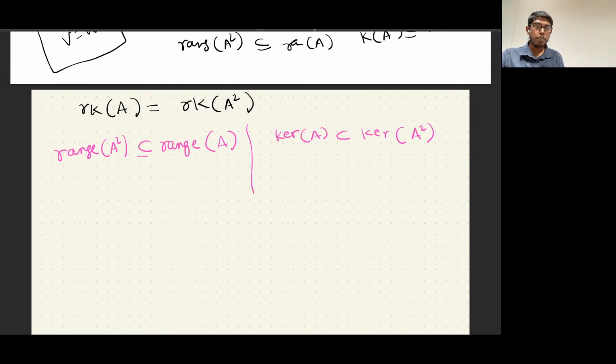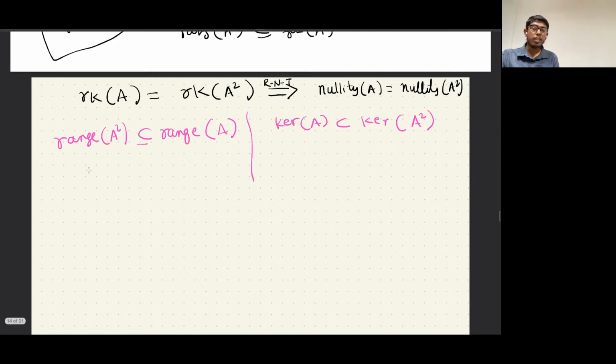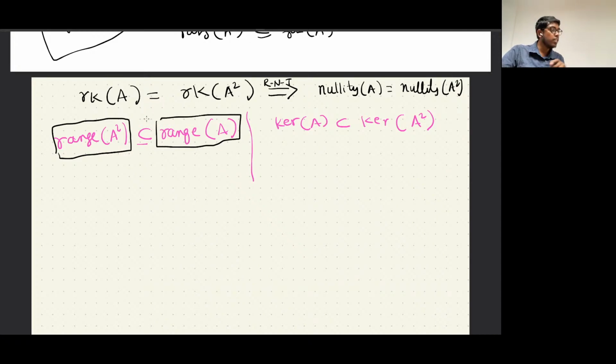Okay, so see, rank of A is the same as rank of A square. If I apply the rank-nullity theorem, this implies that nullity of A is equal to nullity of A square. Okay, and now you see that you have this vector space, and this is again a vector space, and one is contained in the other, and both have the same dimension. Okay, so it means that what? This vector space is the same as this.